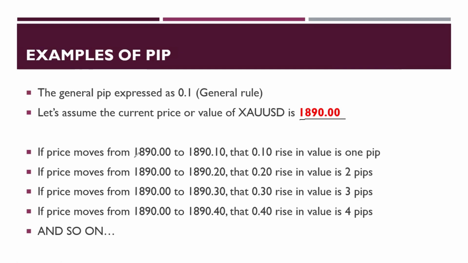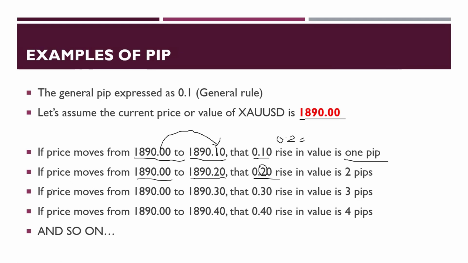If the price moves from 1890.00 to 1890.10, and I told you that a pip is the first number right after the decimal place, what do you see? This number after the decimal place has increased from 0 to 1. So what's the difference? That 0.10 rise in value or price is what we call 1 pip. If the price moves from 1890.00 to 1890.20, the difference between the two prices is 0.20. So that 0.2 is 2 pips on gold.